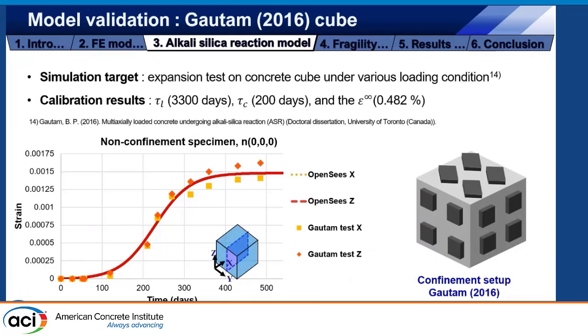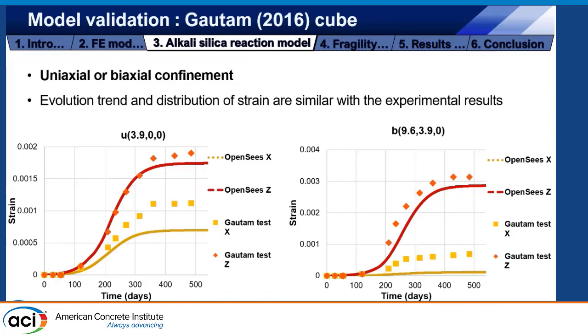Thereafter, we validated this model with experimental results from other researchers. This is the experimental result of Gautam in 2016. Firstly, we compared the result and calibrated the parameters with the cube specimen with no confinement. We calibrated the latency time parameter, characteristic time parameter, and the maximum volumetric strain, as presented in this slide, and used the same parameters for the other specimens with different confinement conditions, uniaxial confinement or biaxial confinement. The evolution trend and distribution of the strain in each direction is similar to the experimental result.